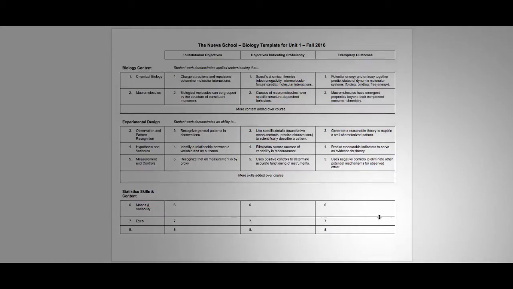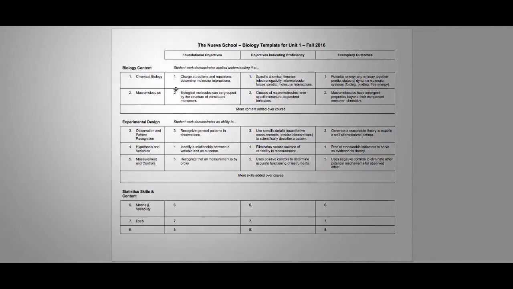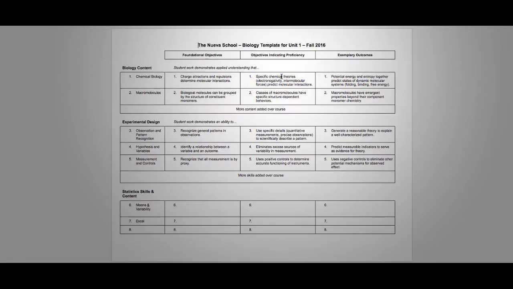But the core concepts in the content area are the chemical nature of biology. First of all, that charge determines intermolecular interactions. So positive and negative things stick together. And then at a higher level, that electronegativity and intermolecular forces help to predict how much larger molecules will behave. And the idea that much larger molecules like DNA and proteins fold based on these principles.